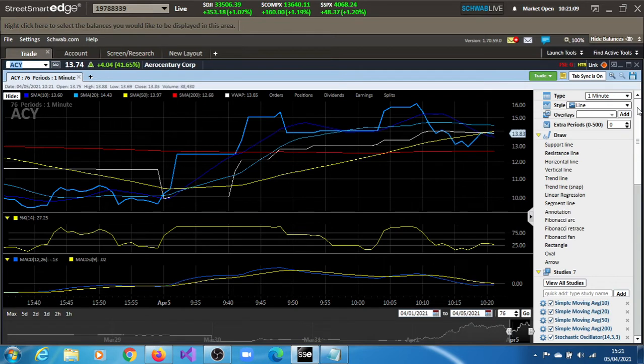Based on this 1 minute model, we can see it has retraced from this high of $16.04 down to $12.96. It got some support from the 200-day trend line, that is the long-term trend line, based on this 1 minute model.